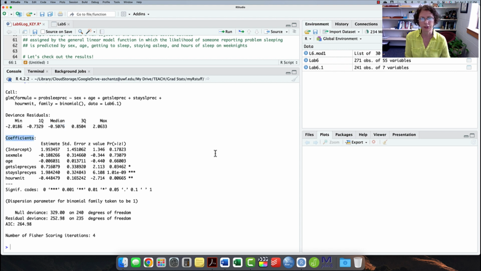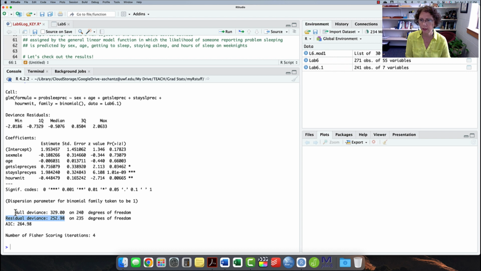Next we have the coefficients, and we're going to go into actually interpreting these in a minute, but I wanted to just look at what we have in the console here. We have our regular estimate of the regression predictor, the standard error, the z-value, which is the Wald test instead of a t-test, and then the significance column. And then down in here, we have null deviance and residual deviance.